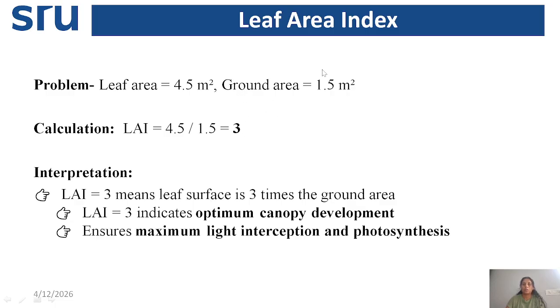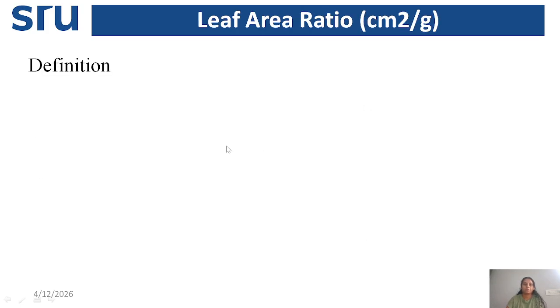So ground area is nothing but spacing. Here it is a complex or combined value, 1.5 meter square. You can use spacing such as 10 by 20 or 30 by 50 centimeter square. You can use both units, in centimeter square also. Both are the same. You will get the same value.